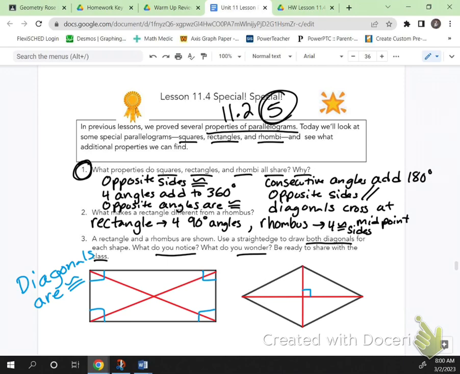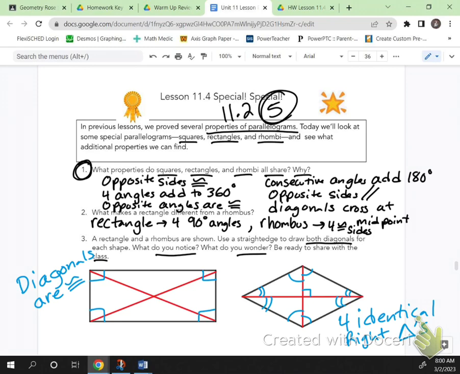But look, in a rhombus, it creates 4 90-degree angles in the middle. So that means it creates 4 identical right triangles in the middle. 4 of them are created. So this means this angle and this angle are congruent, and this angle and this angle are congruent. We've bisected those angles. These angles are congruent. These angles are congruent. We created 4 identical right triangles.